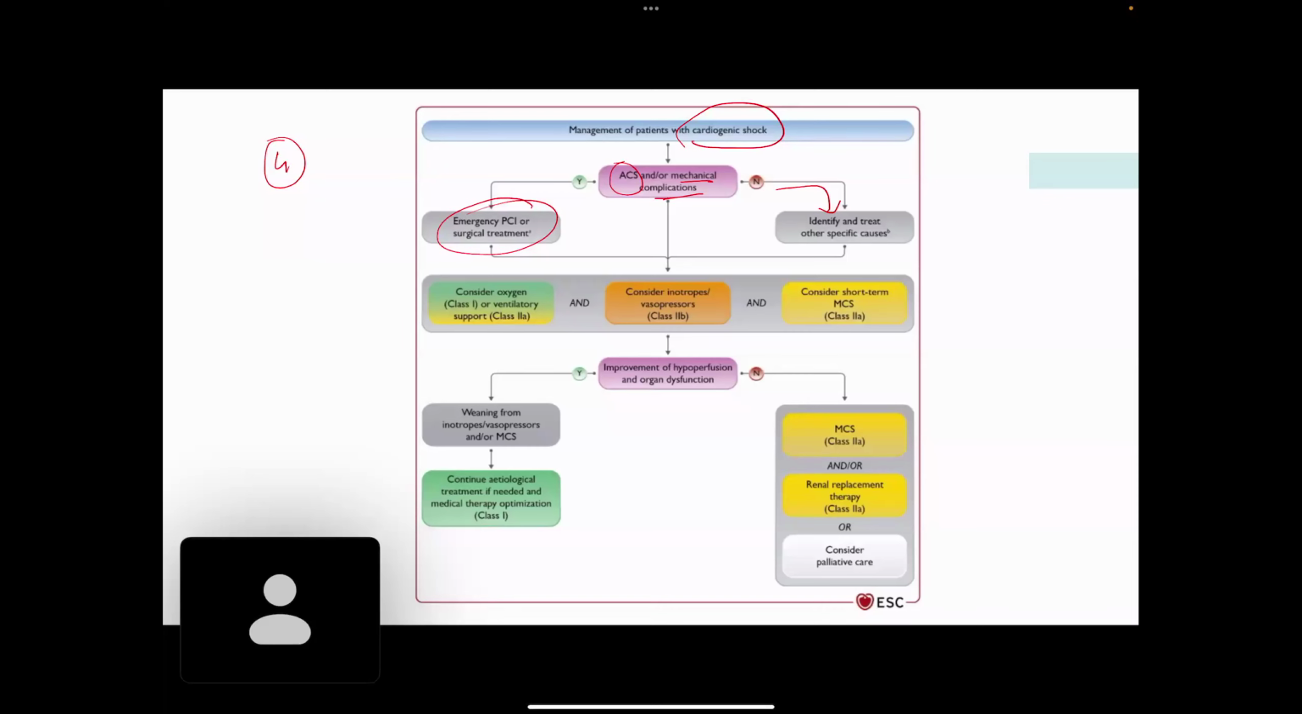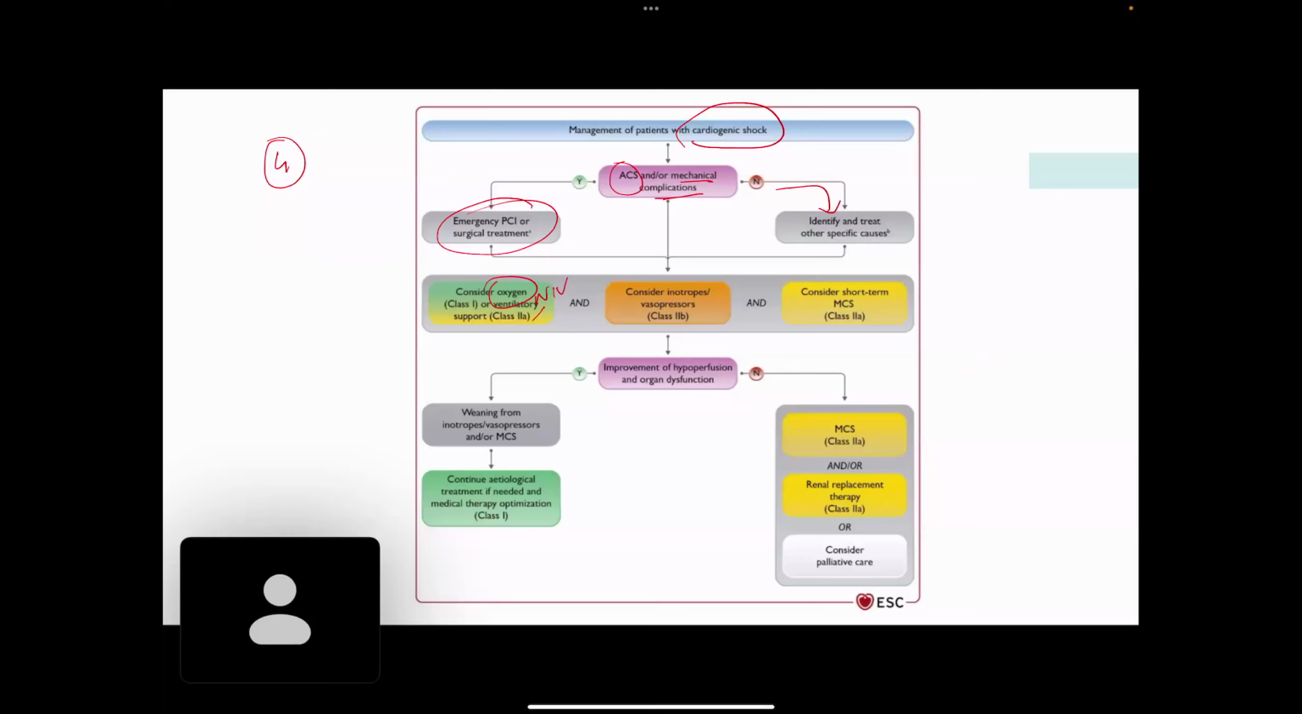So look into the specific causes of heart failure, the precipitating factors, and treat them. After that, what are the things that you need to do? First, start the patient on oxygen because the patient is congested, his lung is full of fluid, he's having hypoxia. So give oxygen or NIV, or you have to intubate the patient.